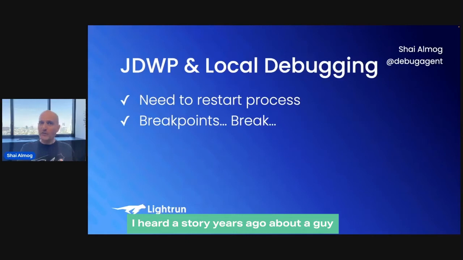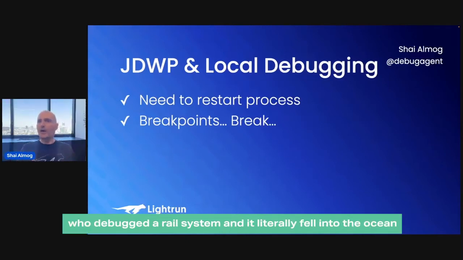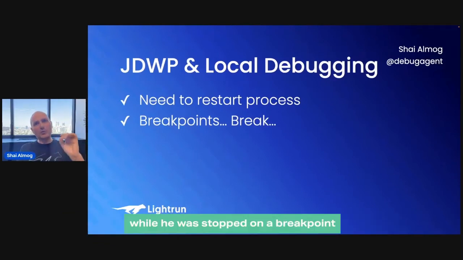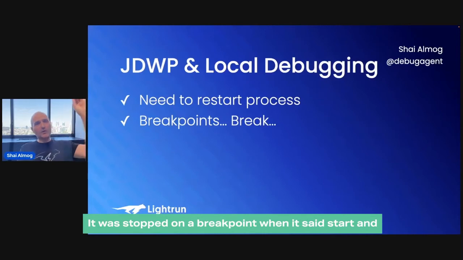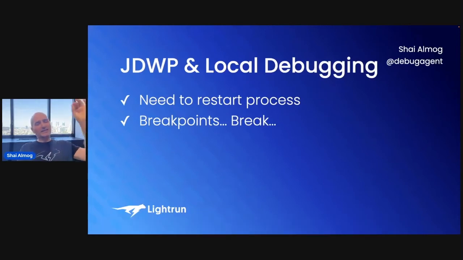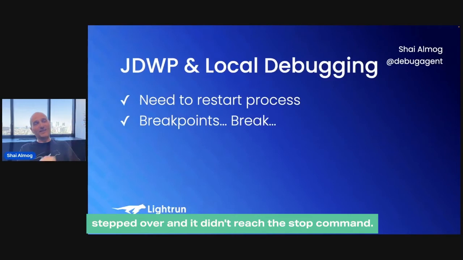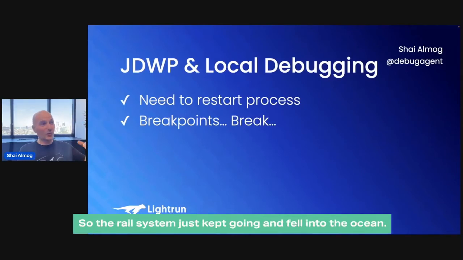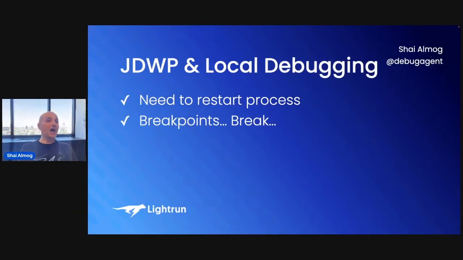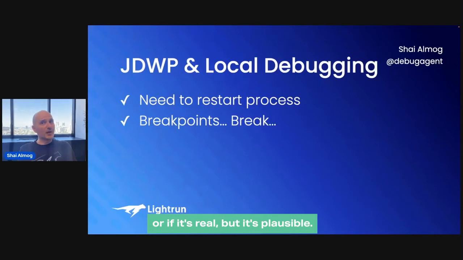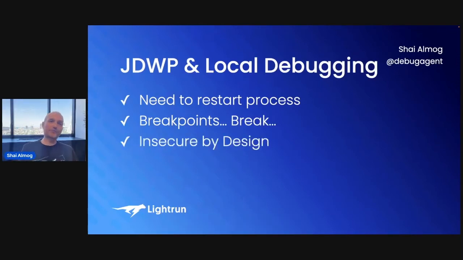I heard a story years ago about a guy who debugged a rail system, and it literally fell into the ocean while he was stopped on a breakpoint because it didn't get the stop command. He was stopped on a breakpoint when it said start, and it stepped over, and it didn't reach the stop command. So the rail system just kept going and fell into the ocean. I don't know if that's an urban legend or if it's real, but it's plausible, and that's what's scary.